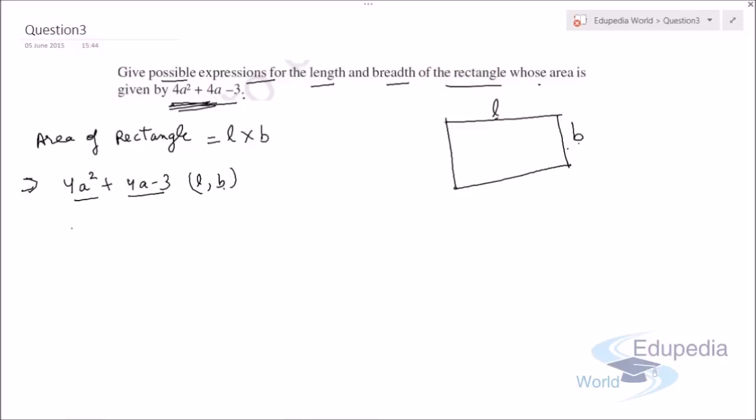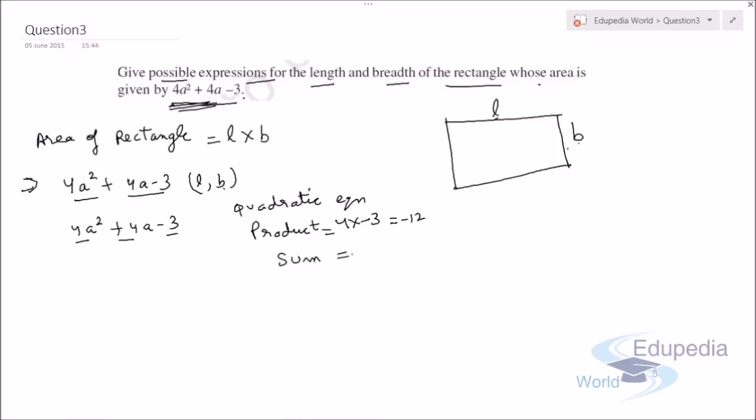So let's factorize it. The expression is 4a square plus 4a minus 3. Now we can see this is a quadratic equation. So we can factorize this by splitting the middle term. So how to split the middle term? We have to find the product and sum. The product over here is 4 into minus 3, which is minus 12, and the sum is 4. Then we have to split the sum in such a manner that it satisfies both the criteria.